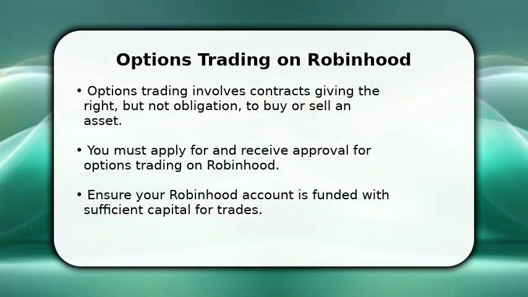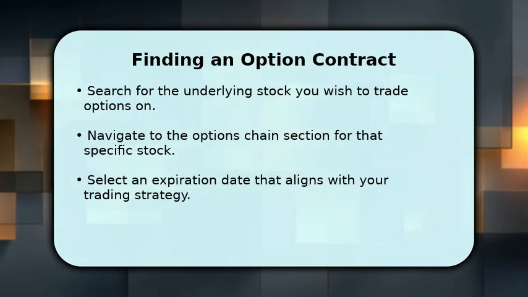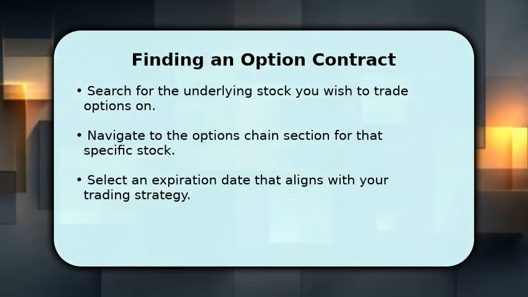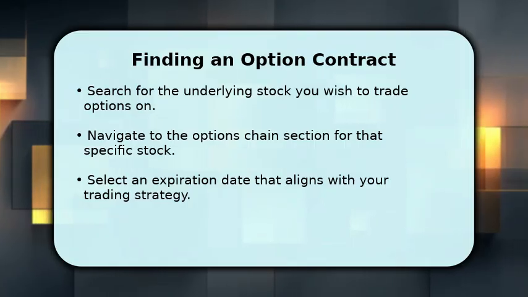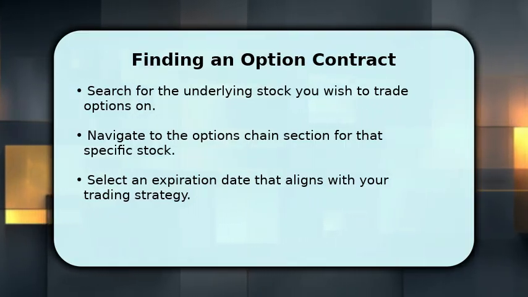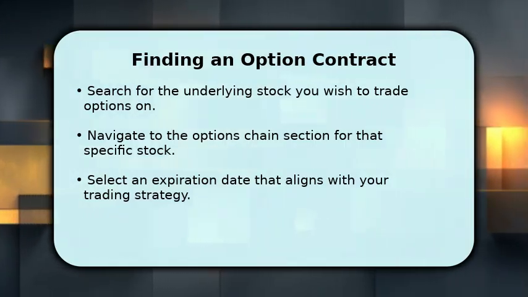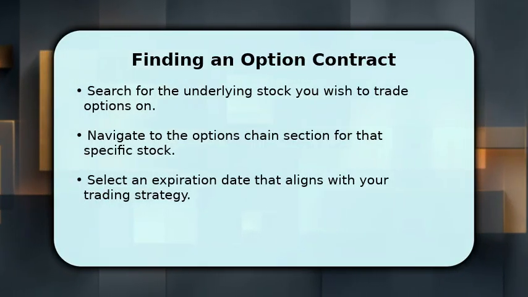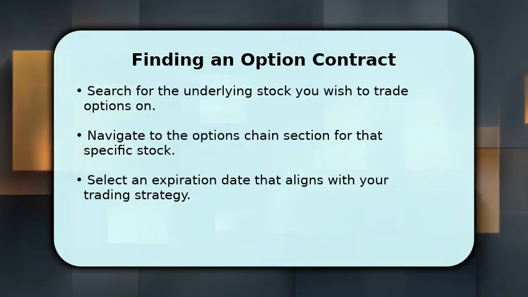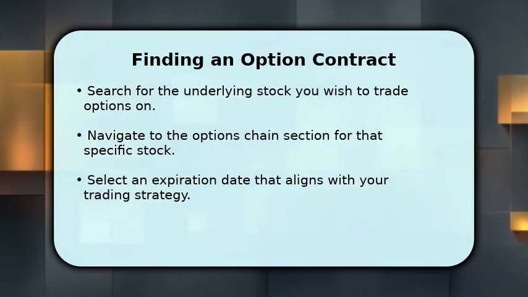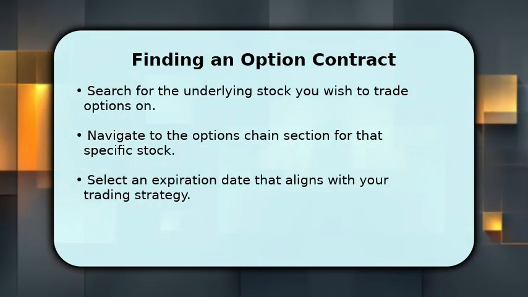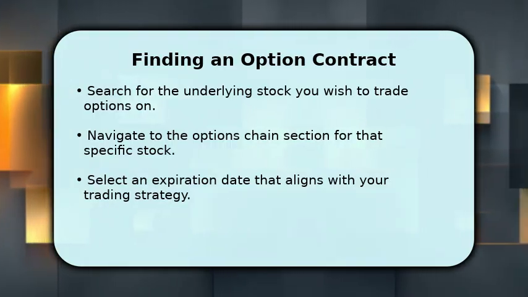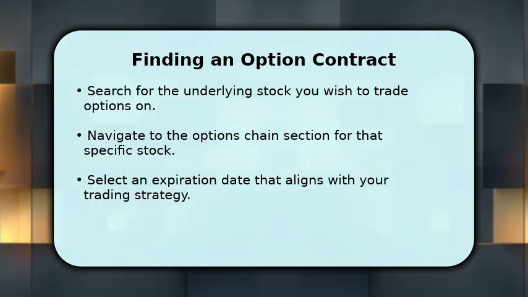Let's get started. Once approved and funded, open the Robinhood app and search for the stock you're interested in. For example, type in Apple or Tesla. On the stock's detail page, scroll down to find the Trade Options button. Tap this to view the options chain. Here, you'll see various expiration dates. Choose one that fits your outlook, whether it's a week or several months out.